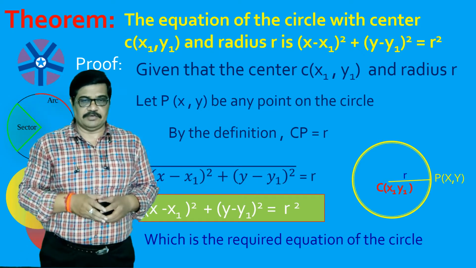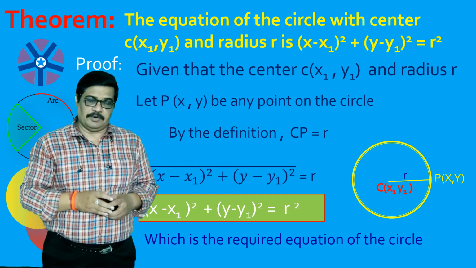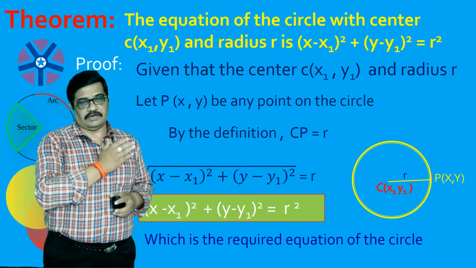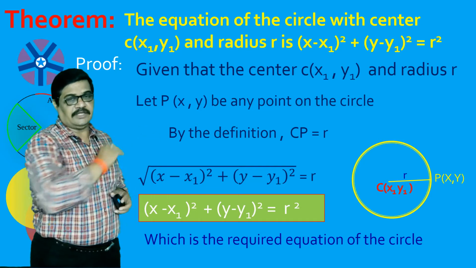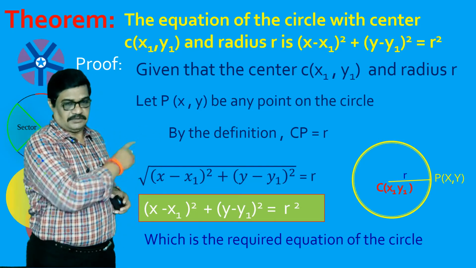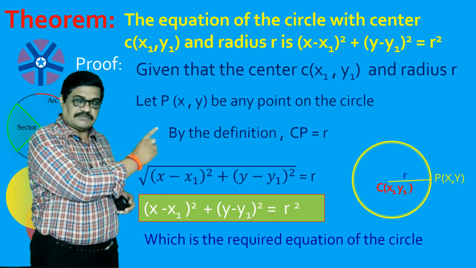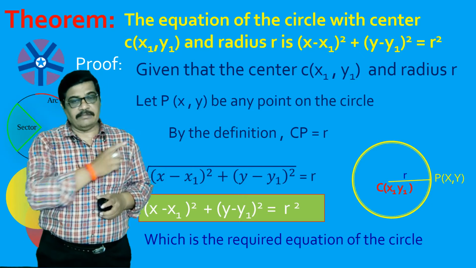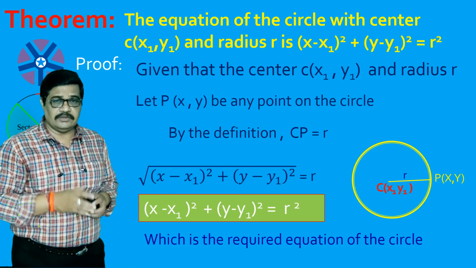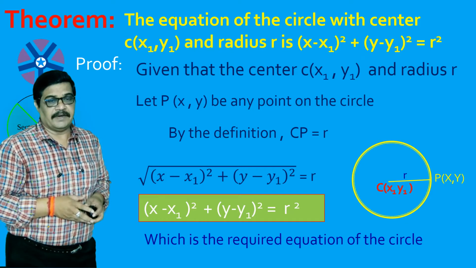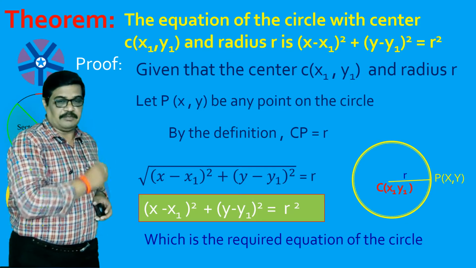So this is the simple theorem. When the problem gives the center and radius, we write the equation of the circle with this formula: (x minus x1) whole squared plus (y minus y1) whole squared is equal to r squared. Okay, next, see the example.